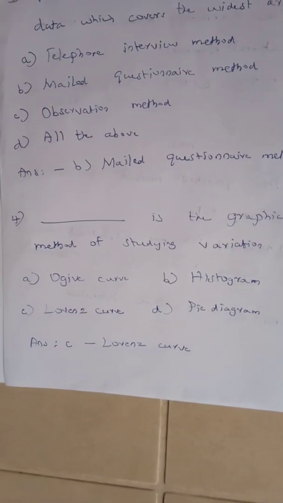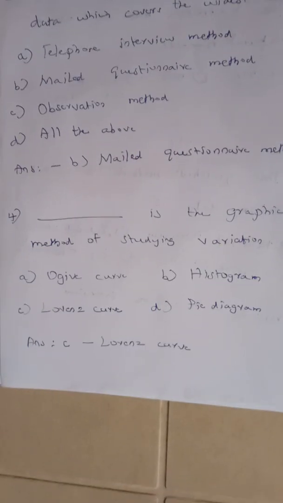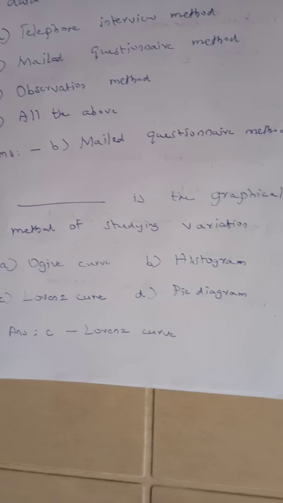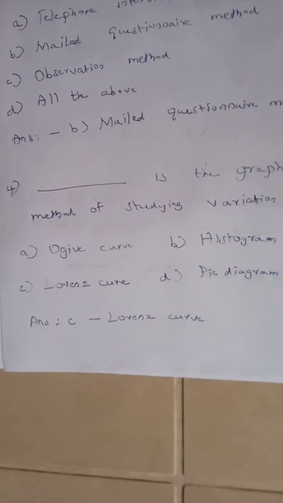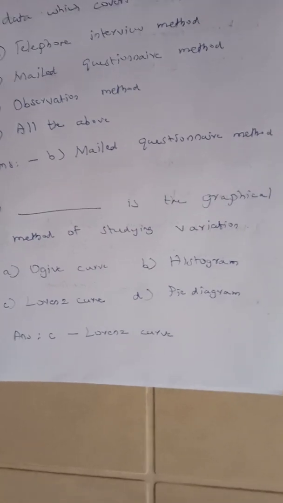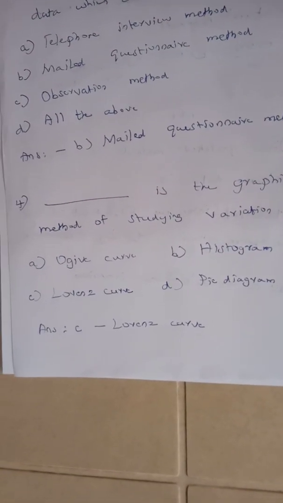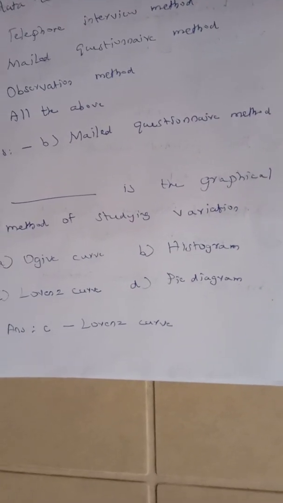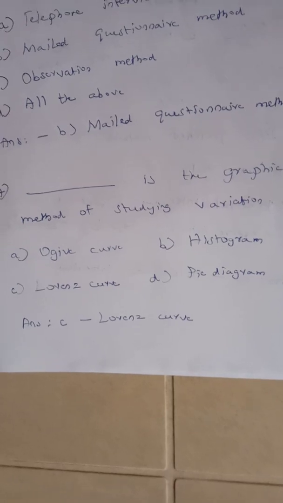The graphical method used for studying the variation is option A Wave curve, option B histogram, option C Lorentz curve, option D pie diagram. The method which is used for studying the variation, the graphical method, is Lorentz curve. Lorentz curve is the method used for studying the variation. So the correct option is option C Lorentz curve. Let us move to the next question.